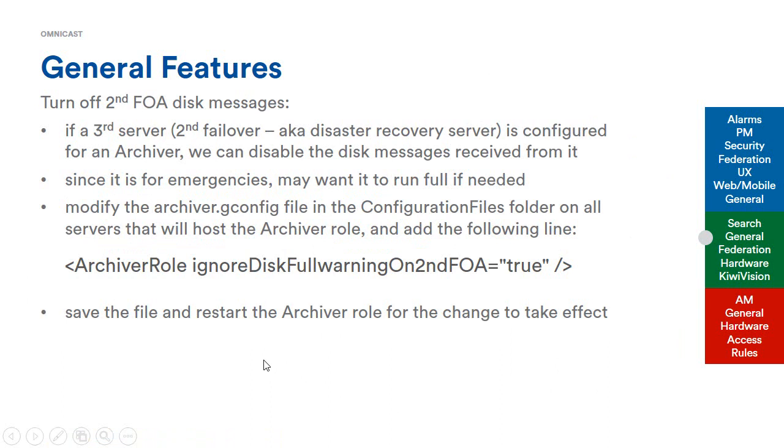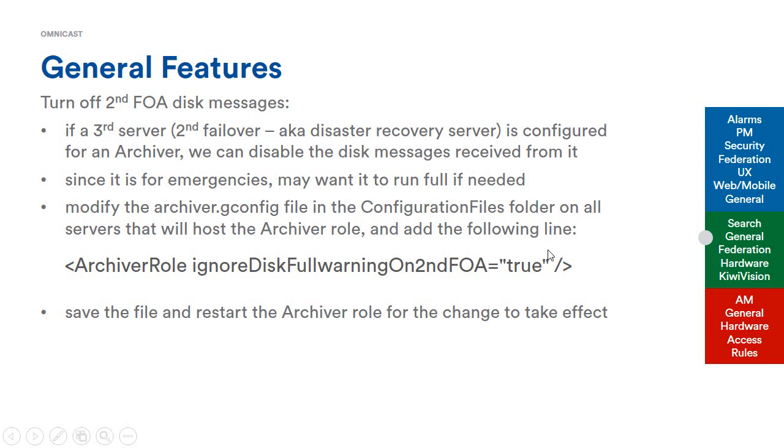Another general feature is if we have a second failover server set up for our archiver, so basically a third server set up for the archiver, this is typically known as the disaster recovery server, we may choose that we don't want to hear about any disk problems or disk full messages that are coming in. In a disaster recovery situation, when your primary and your backup servers are down and you're running off your third server, you might run it hot. You might want it just to use all the storage and keep as much as it can, and do the active cleanup, and we don't want to hear about disk full warnings.